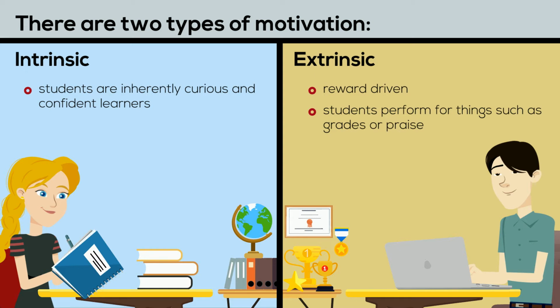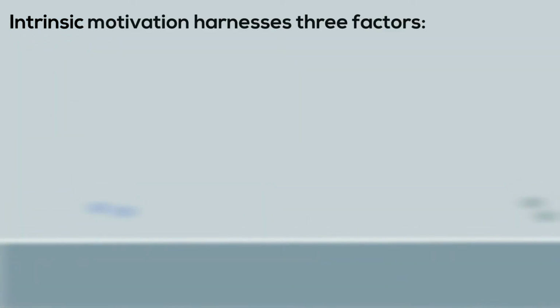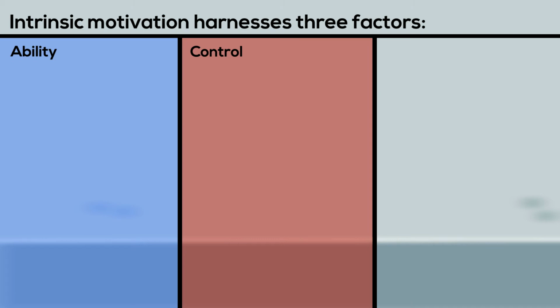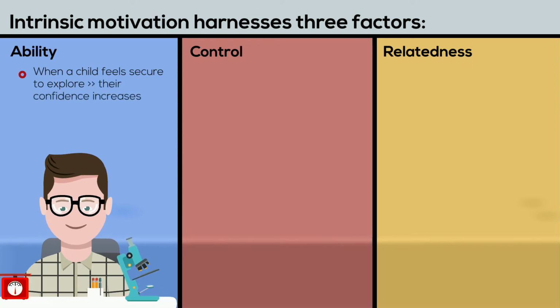In education, the ultimate goal should be to encourage students to be intrinsically motivated to learn, which sets the stage for lifelong learning experiences in both traditional and non-traditional learning environments. Intrinsic motivation often harnesses the following three factors: ability, control, and relatedness. When a child feels secure to explore in their learning environment, their confidence increases, thus inspiring them to learn more. Without the possibility to explore, they may switch off and disengage.